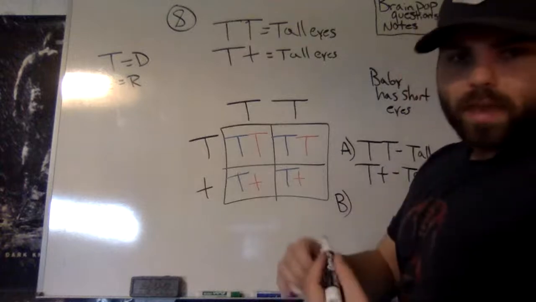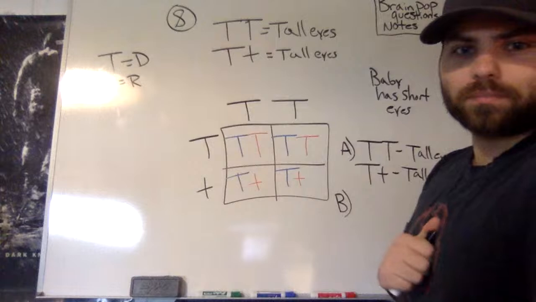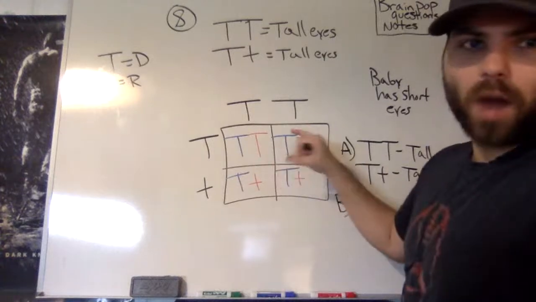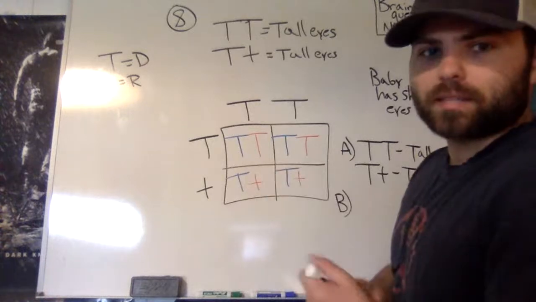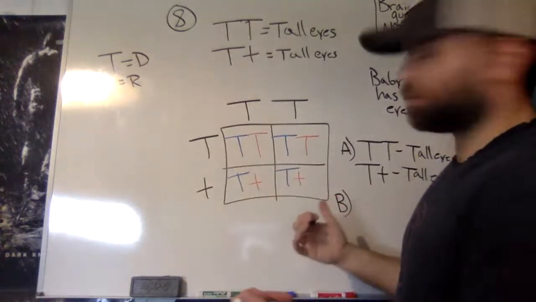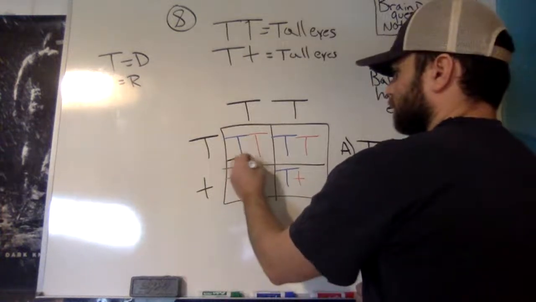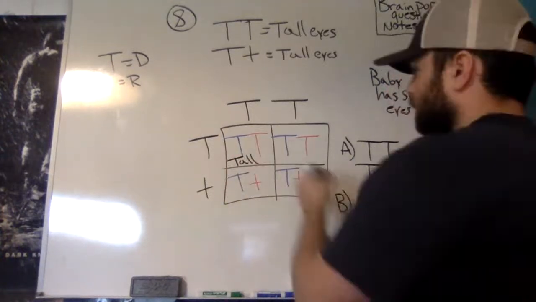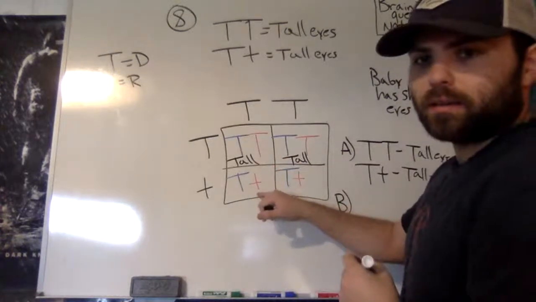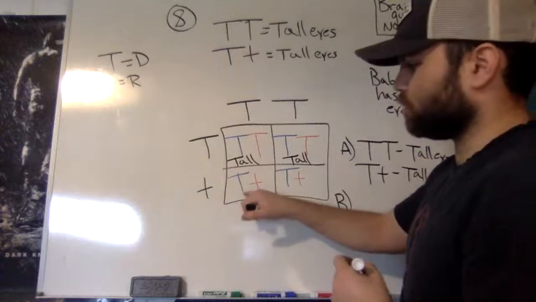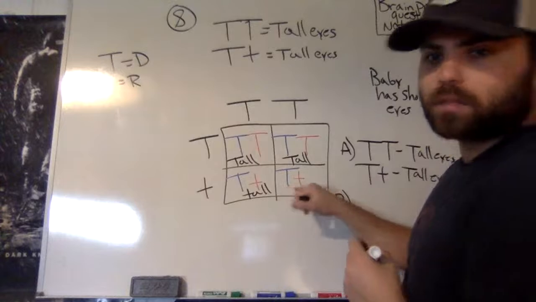Did the hospital make a mistake giving them their baby if the baby has short eyes? Let's look at these 4 options that you can get from your Punnett square. We have 2 capital T's. Is that going to give us short or tall eyes? It's going to give you tall. Then capital T and capital T, that's also going to give you tall. Capital T, lowercase t: even though there's a lowercase, you still have your capital T, so that's also going to be tall.